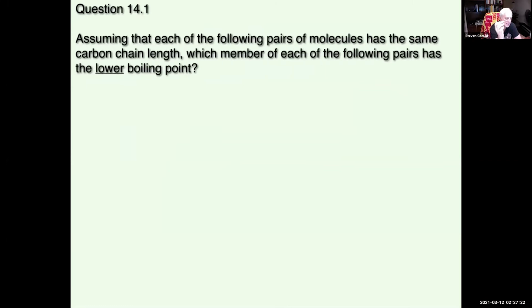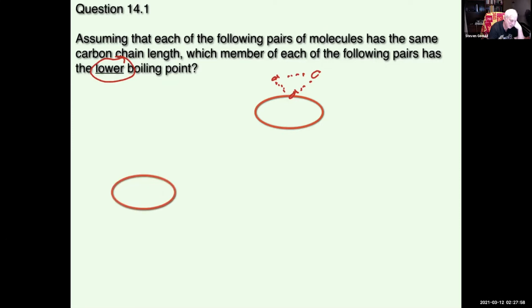Okay. So assuming that each of the following pairs of molecules has the same carbon chain length, so each one's going to have roughly the same size, which member of each of the following pairs has the lower boiling point? Lower boiling point. Remember, if molecules are being held together, the lower molecular weight means they're not being attracted as strongly. That means you heat it up and the intermolecular forces come apart. So you're not getting a very strong bond. So which one has the lower boiling point? Boy, all the circles are coming up first.